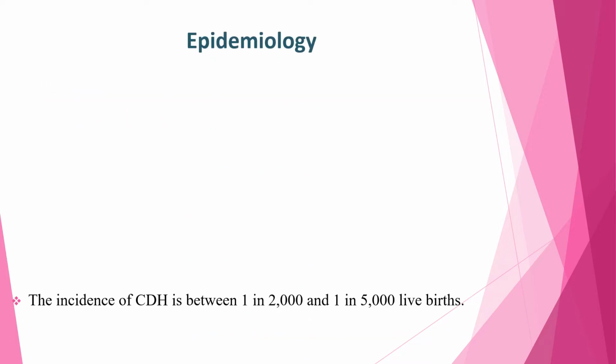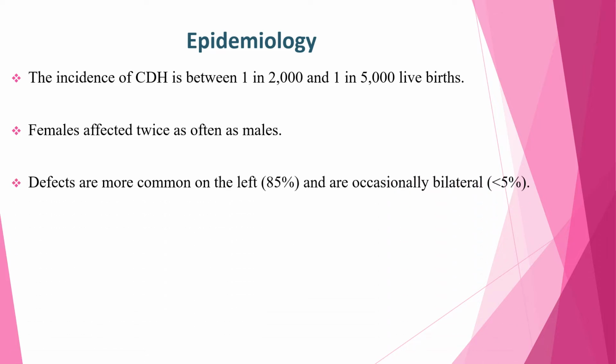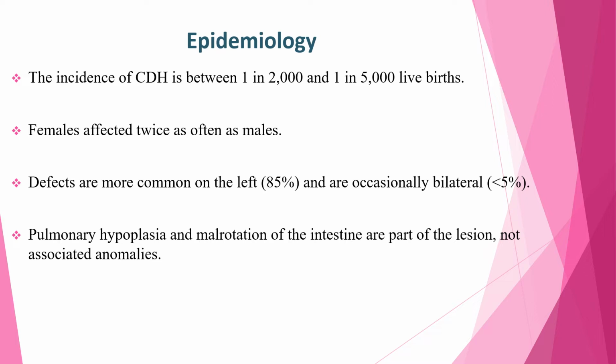When we see the epidemiology, the incidence of congenital diaphragmatic hernia is between 1 in 2,000 to 1 in 5,000 live births, and females are affected twice as often as males. The defects are more common on the left, which accounts for 85%, and they are occasionally bilateral, less than 5%. The rest, around 10%, are on the right side. Pulmonary hypoplasia and malrotation of the intestine are part of the lesion, not associated anomalies.